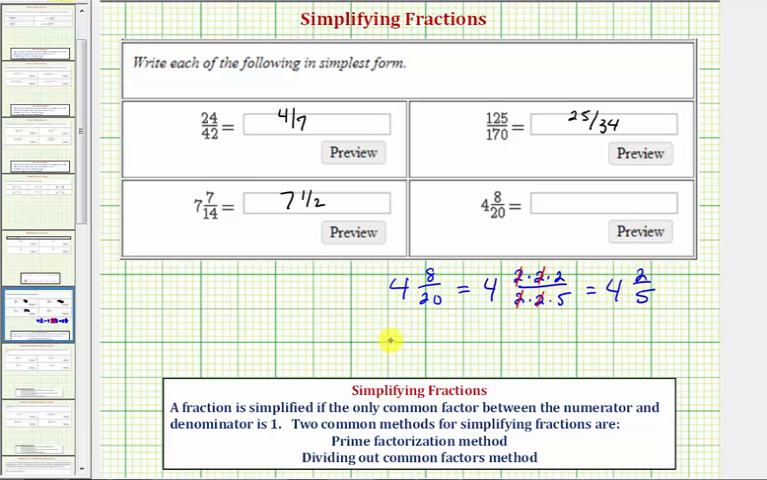Using the dividing out method, if we recognize the greatest common factor between 8 and 20 is 4, we can simply divide the numerator and denominator by 4, which would give us 4 and 2/5 as expected.